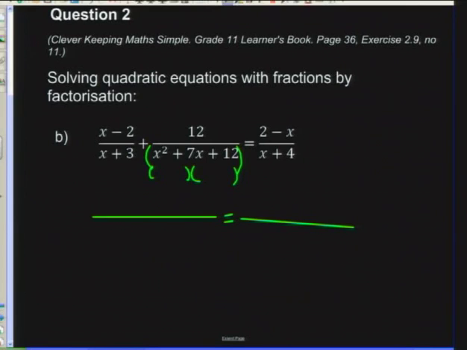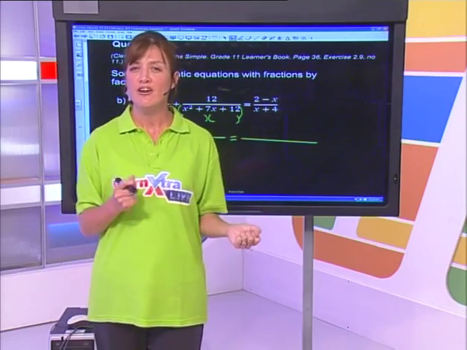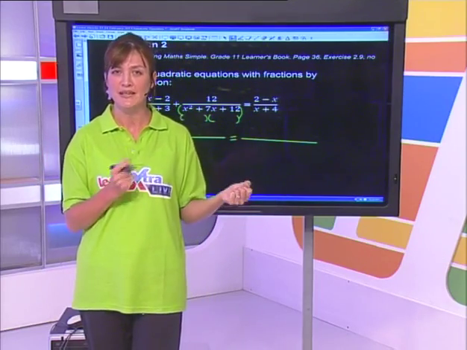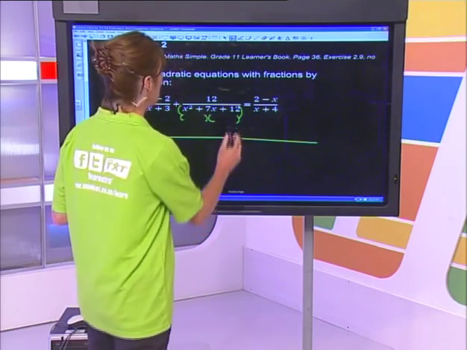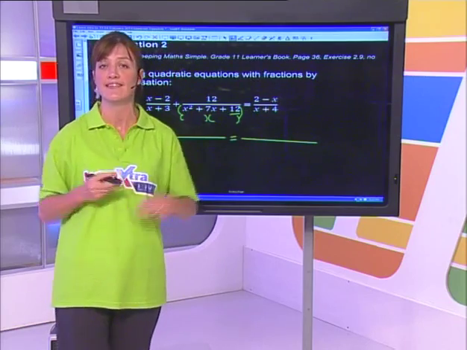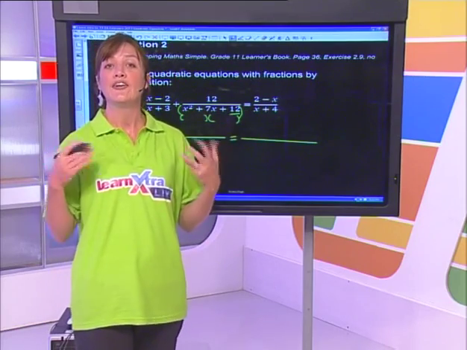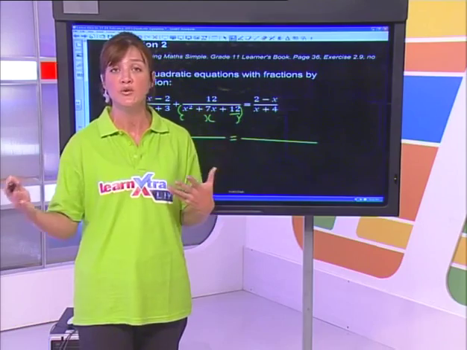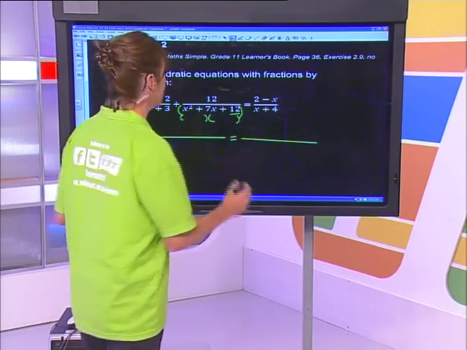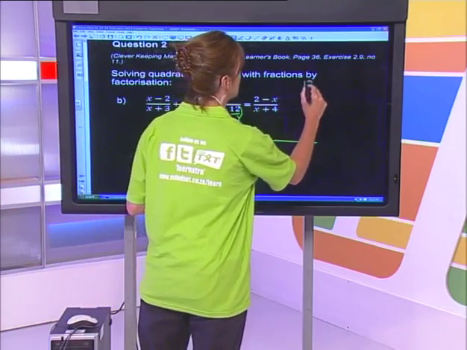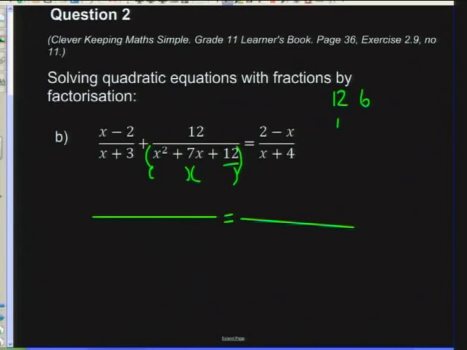Now, a Mindset learner has asked on the page, how do we know which factors to use? This goes back a couple of years, to the beginning of factorizing, but just to clarify for you if you are a little bit unsure, we need to look at the last term. In this case, we're looking at 12. You need to say to yourself, what are the factors of 12? What times what gives you 12? I could say 12 times 1 is 12, 6 times 2 is 12, or 3 times 4 is 12. So I've got a couple of options over here.